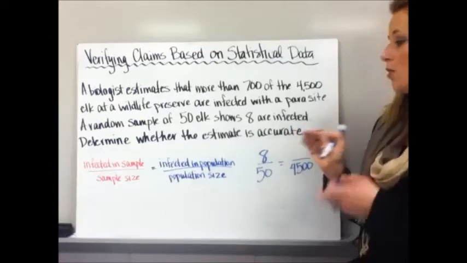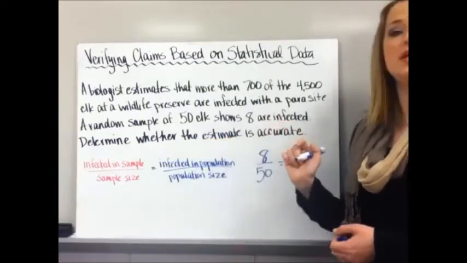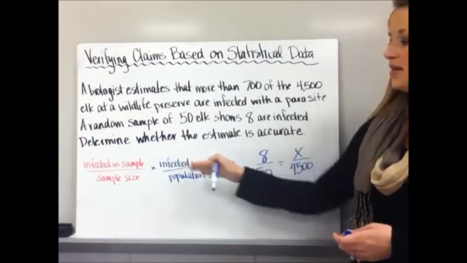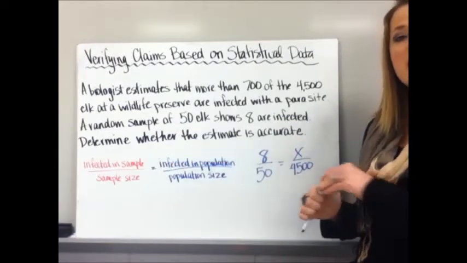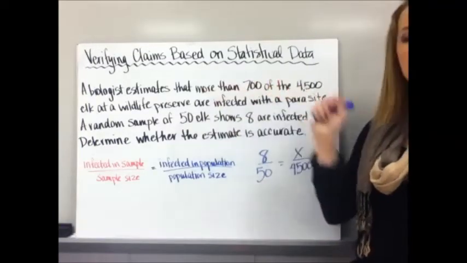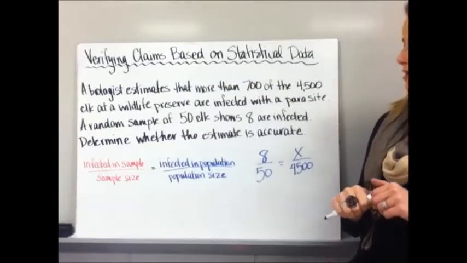The estimate is what we are verifying. Determine whether the estimate is accurate. So I'm going to put an X here where the estimated infected in the population would go, because I want to see, is the value of X what will be proportional? Is that pretty close to more than 700? So let's go about solving this.